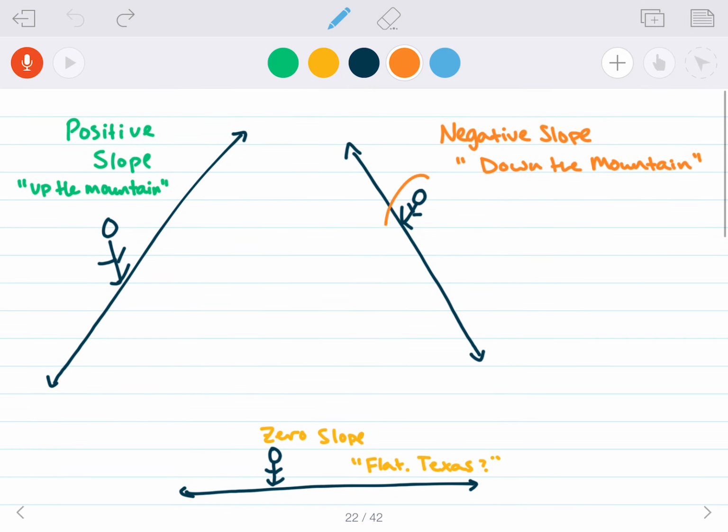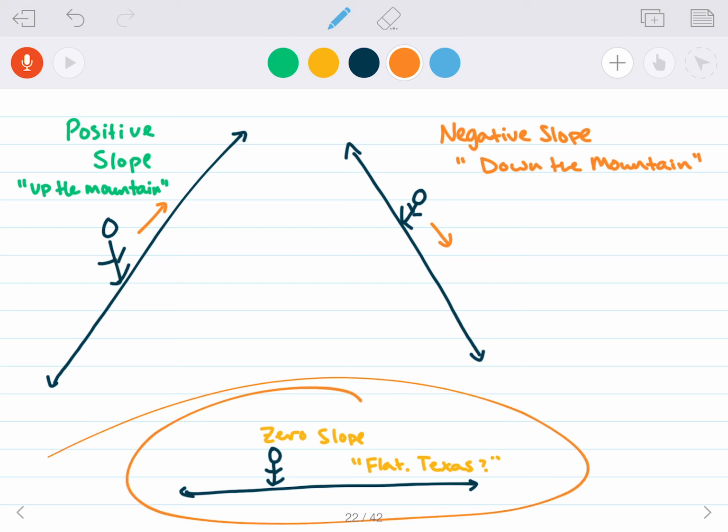I like to think of negative slope as you put someone on that line and they're walking down the mountain, right? Because you got to go from left to right. He can't go that way because that's from right to left. He has to go from left to right. So positive slope up the mountain, negative slope down the mountain.